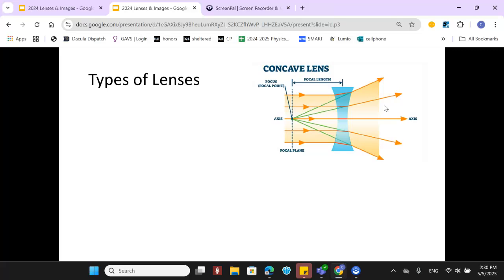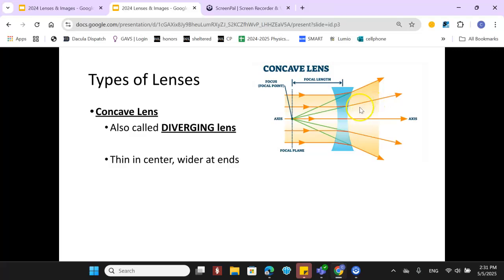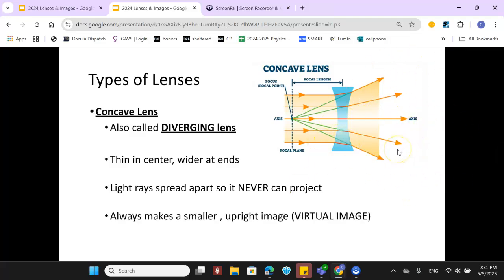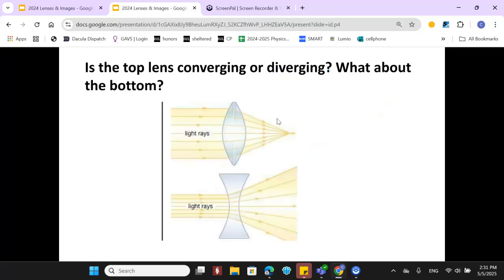Okay, then you also have a concave lens. With a concave lens, we call it a diverging lens because the light spreads out. It doesn't converge. It doesn't come together. It spreads apart. It's thin in the center and wide at the ends. So it can never project an image on this side, but if we trace those lines back, it will make a smaller upright image on the other side, a virtual image. So if you looked through a concave lens, whatever you were looking at would look smaller, but you can't project an image. You have to look through to see it.